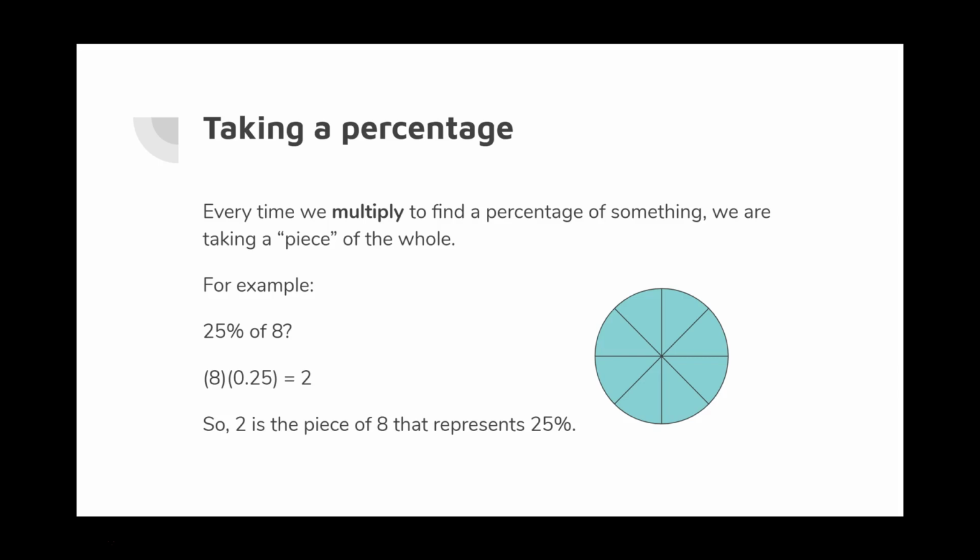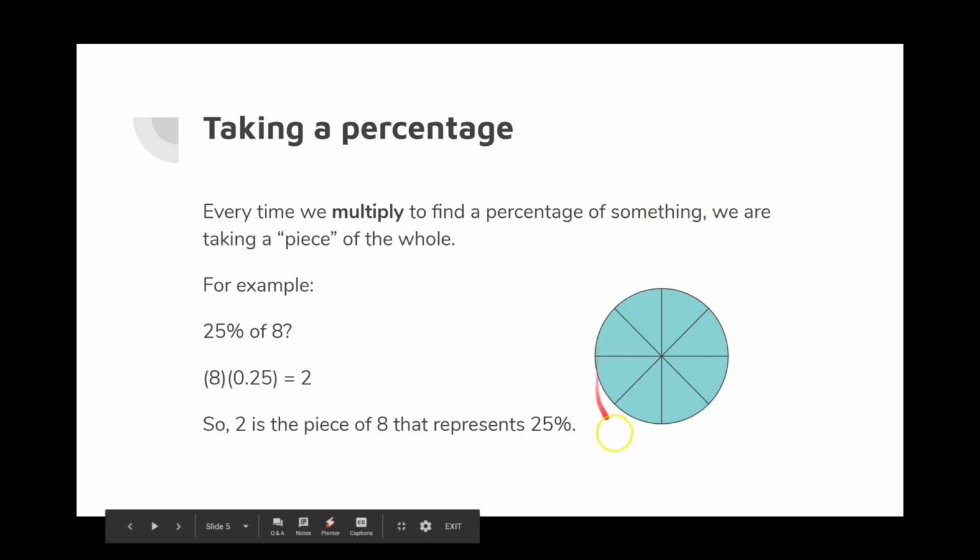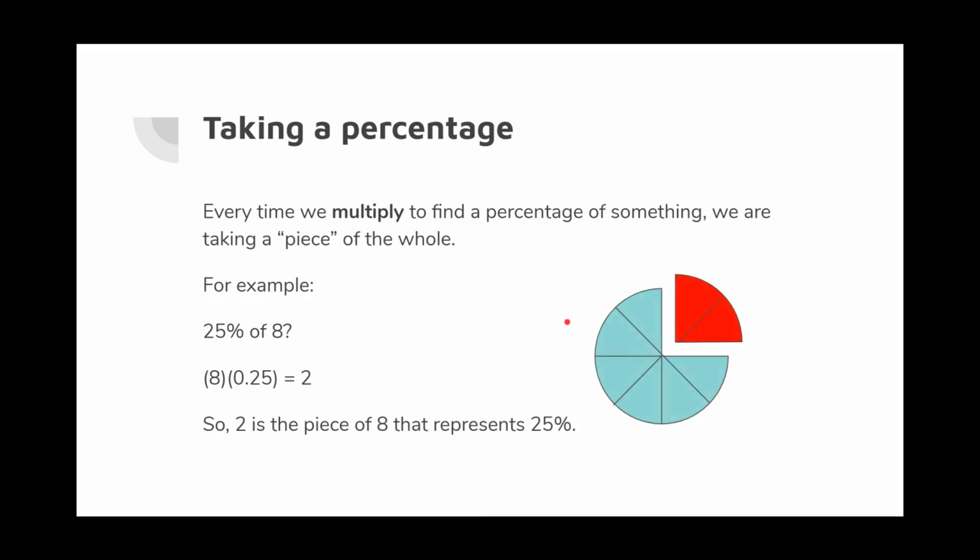So first, let's understand the idea of taking a percentage. Whenever we multiply to find a percentage of something, we're really just taking a piece of a whole. For example, if I have a pie here with 8 slices, and I asked you to take 25% of that, well, if we did 8 times 0.25, or 25%, by multiplying, we get 2. So that multiplication process gives us that 25% is 2. It's that piece that represents 25%. So whenever we're multiplying, it helps us take a piece of a whole.